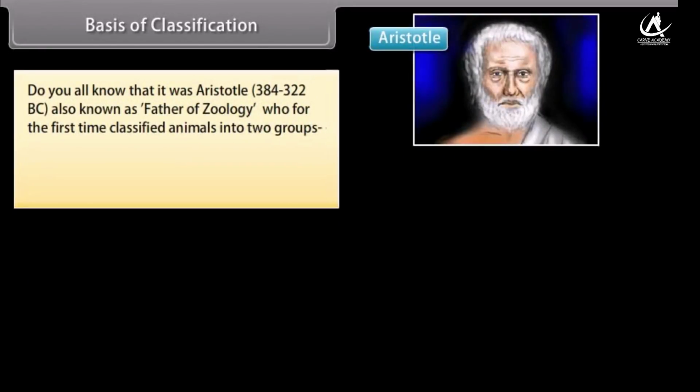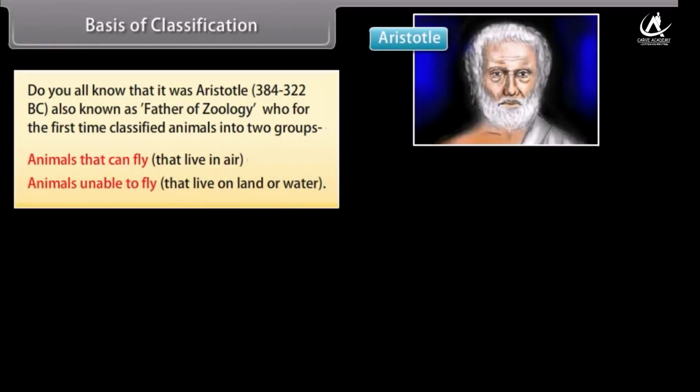Do you all know that it was Aristotle, 384 to 322 BC, also known as father of zoology, who for the first time classified animals into two groups? Animals that can fly, that live in air. Animals unable to fly, that live on land or water.